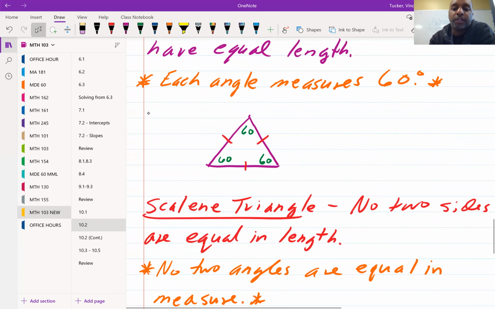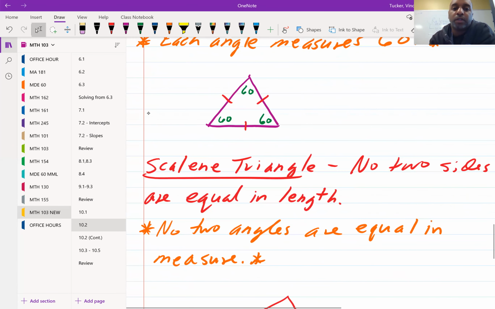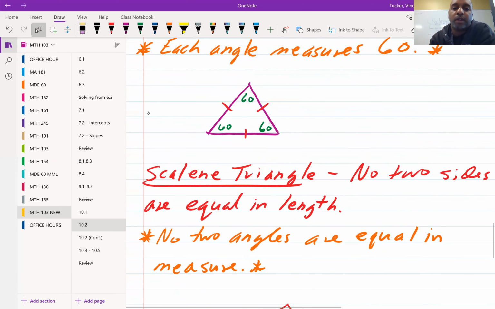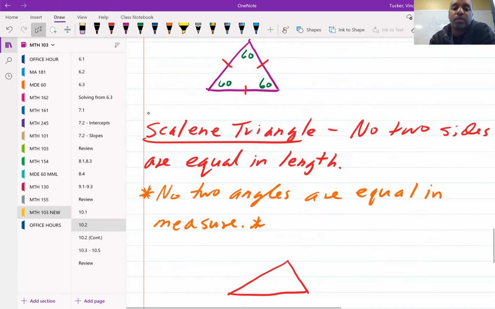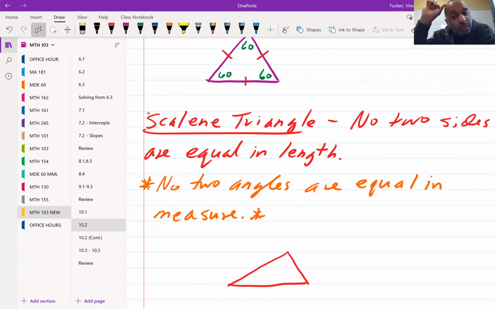The last one, scalene triangle. No two sides are equal in length. No two angles are equal in measure.